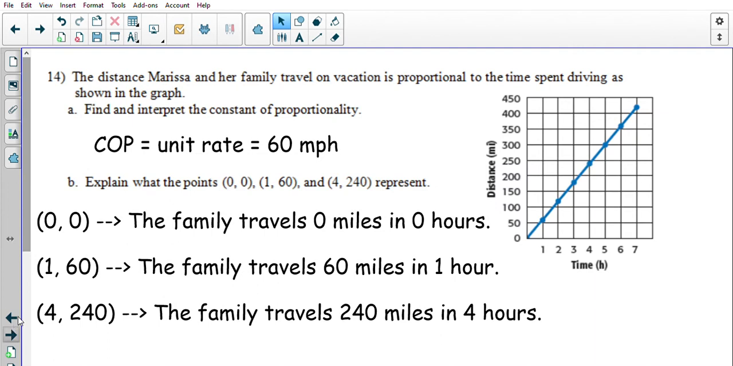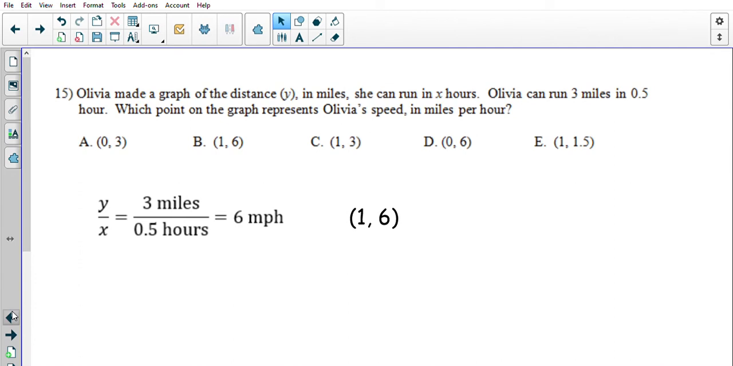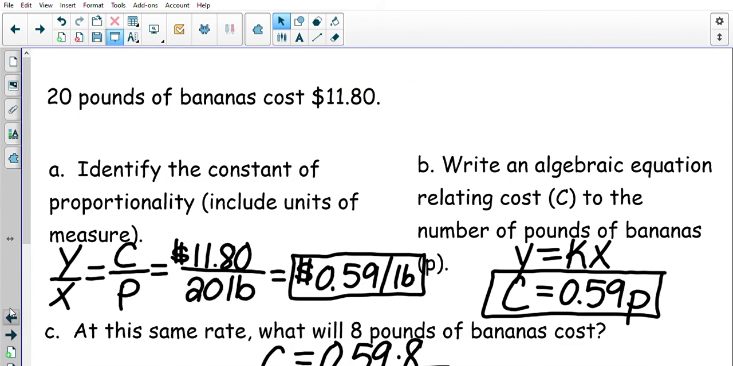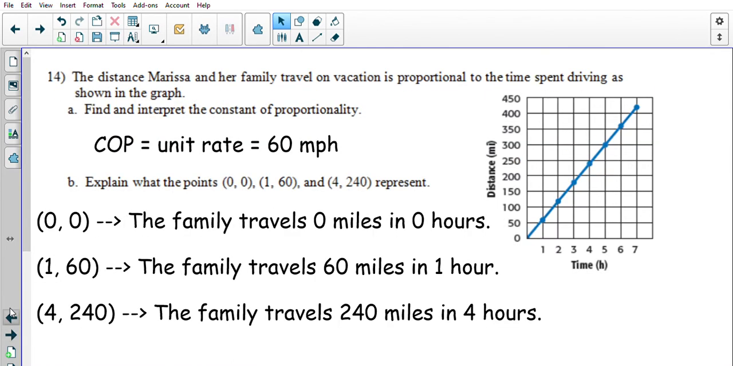All right, let's take a look at question number 14. So this, I believe, is our second to last question from the guided notes. Yeah, I just want to make sure we've got the right number of questions here. So number 14 says the distance Marissa and her family travel on vacation is proportional to the time spent driving as shown in the graph. So it's a straight line graph that goes through 0, 0. It says to find and interpret the constant of proportionality.